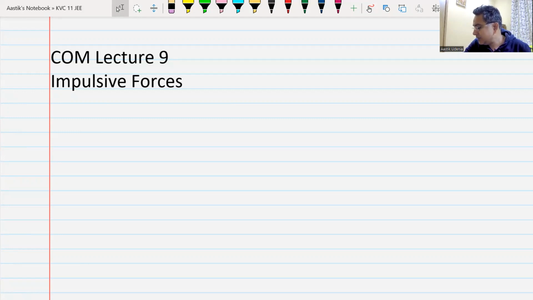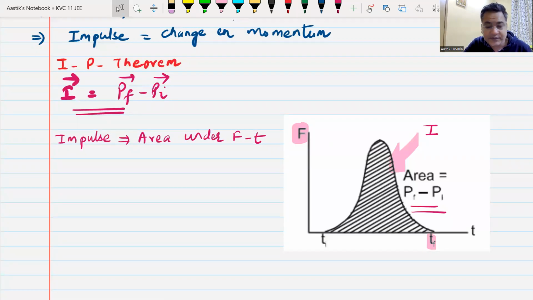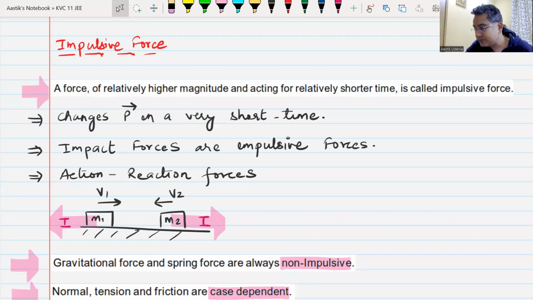In the last lecture, we had seen what is an impulse and what are impulsive forces. Impulse is the integral of f dt, and we have seen that impulse is nothing but change in momentum. If the force time graph is given, we can find out the impulse from the area of the force time graph. Change in momentum, area under force time graph, or integral of f dt, whatever you say, that is an impulse. An impulse changes momentum.